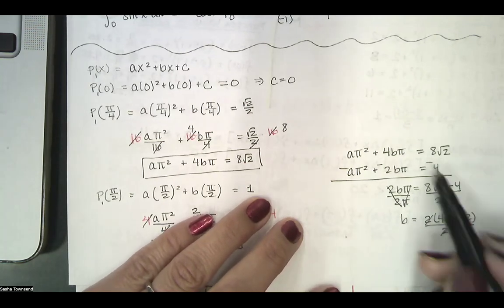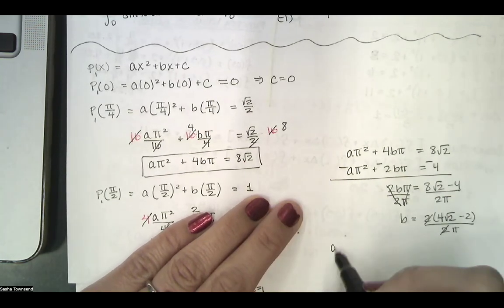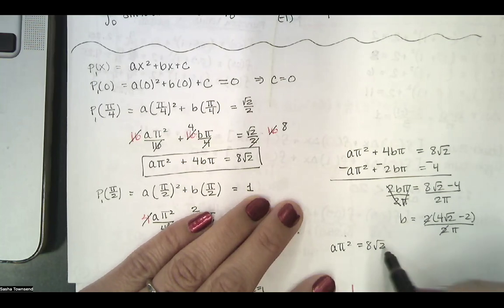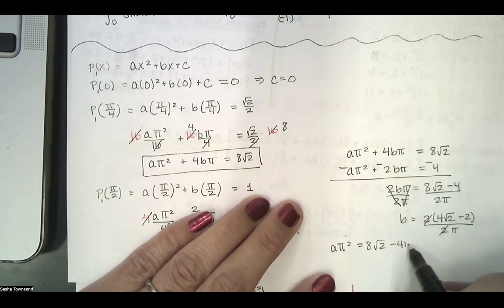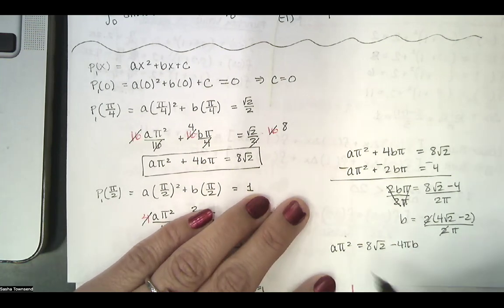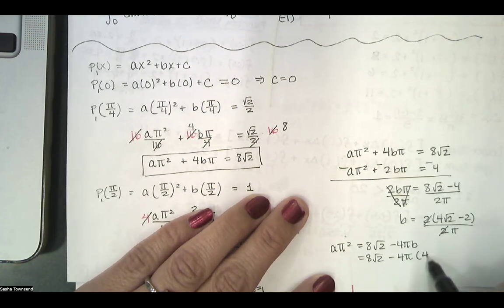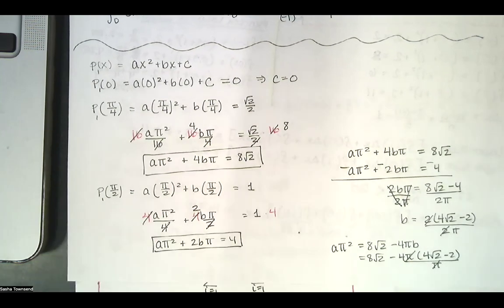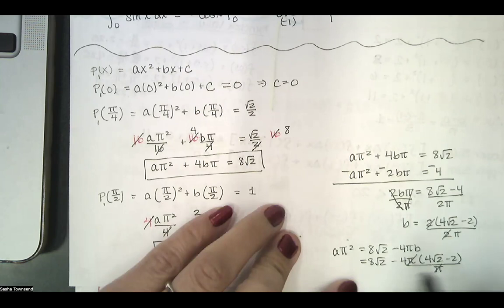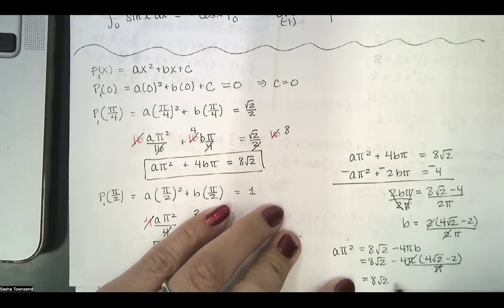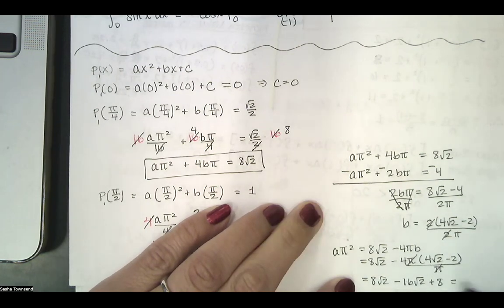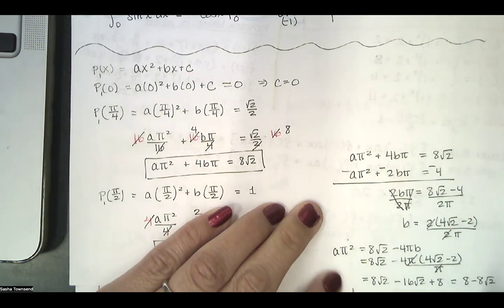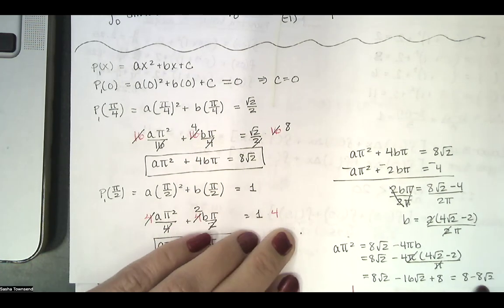And then since we know what b is, we can use this equation to find a. A pi squared is equal to 8 square roots of 2 minus 4b pi, or 4 times pi times b. The pi's reduce. And then we will distribute that negative 4. We've got 8 minus 8 root 2, and then divided by pi squared is our a.